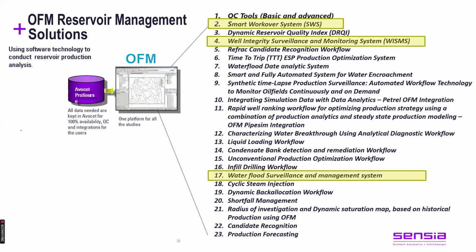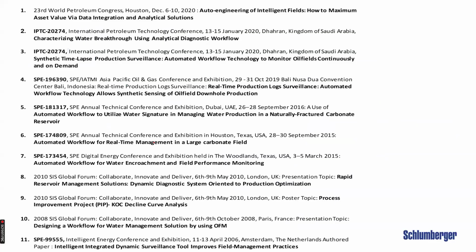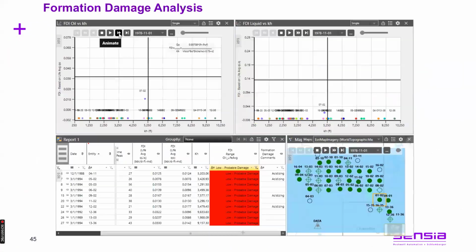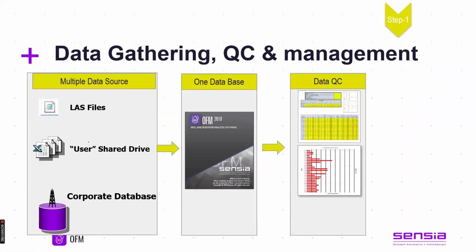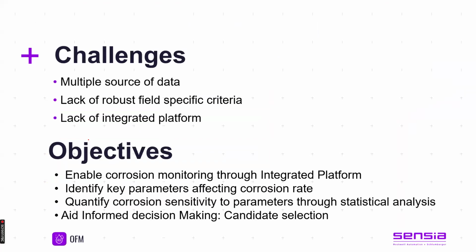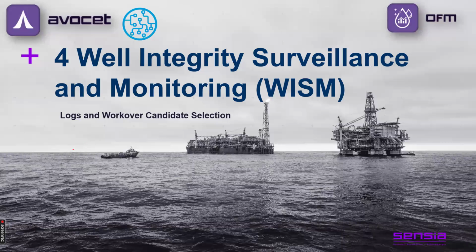So let me go to the well integrity surveillance system, number 4. These are my papers, and I will share those with you. I will just jump to number 4 because the question was about artificial intelligence and how you can use it. We call this well integrity surveillance and monitoring, and we use artificial intelligence and machine learning algorithms to identify something called the corrosion index. And I have a patent on this.